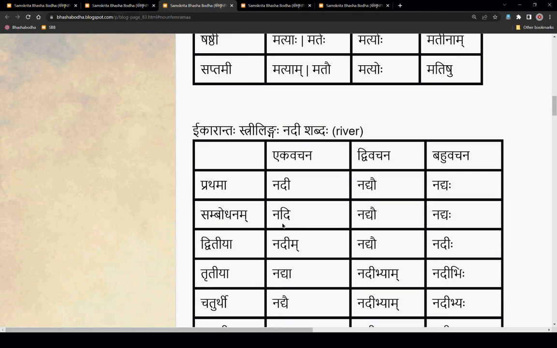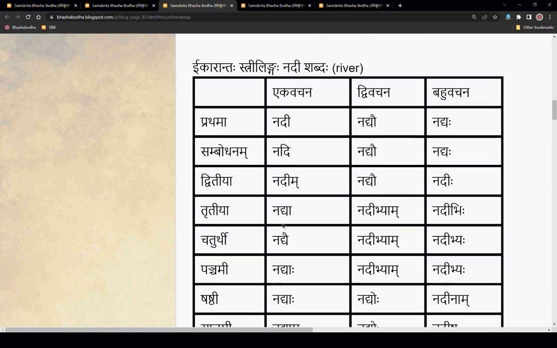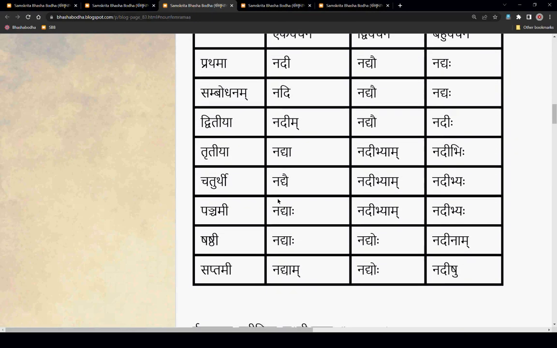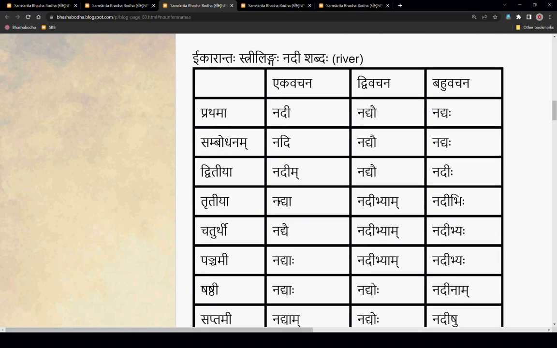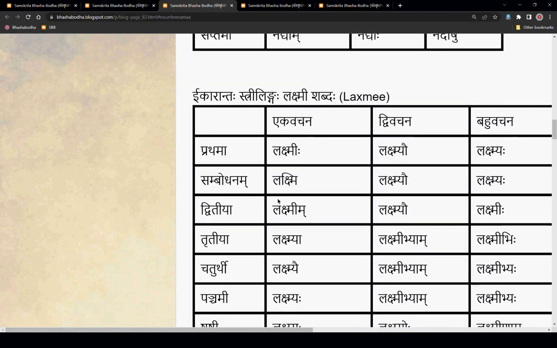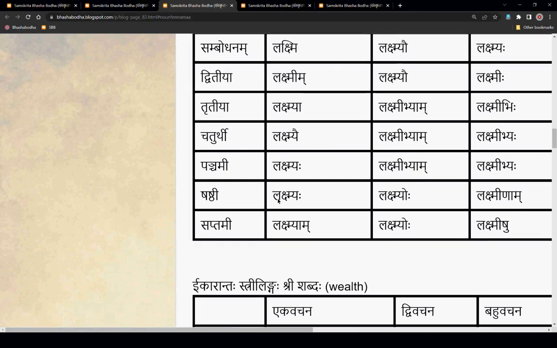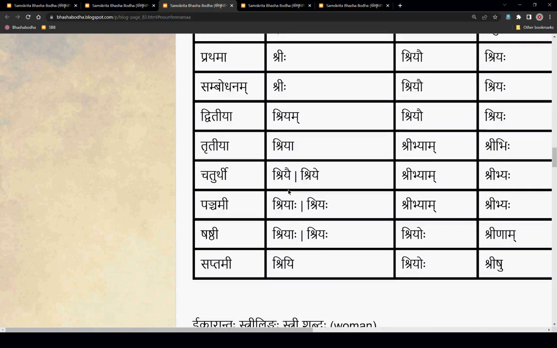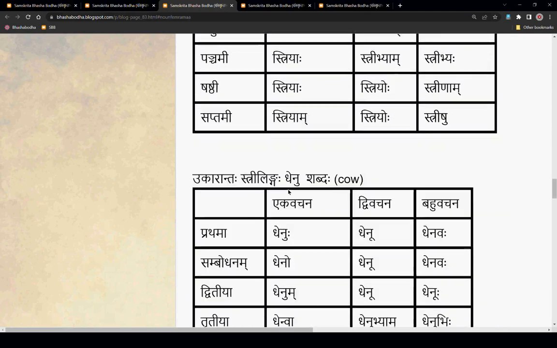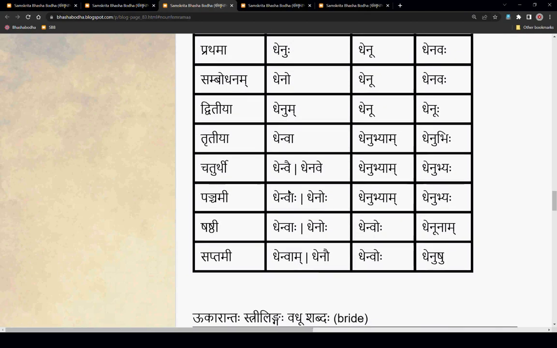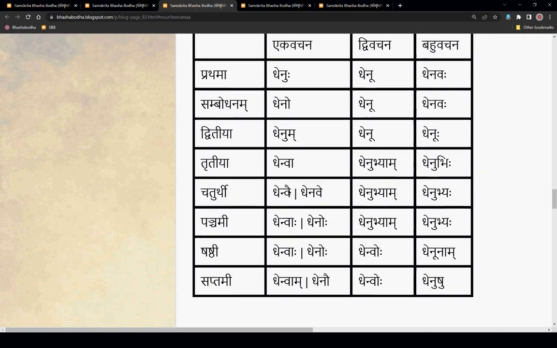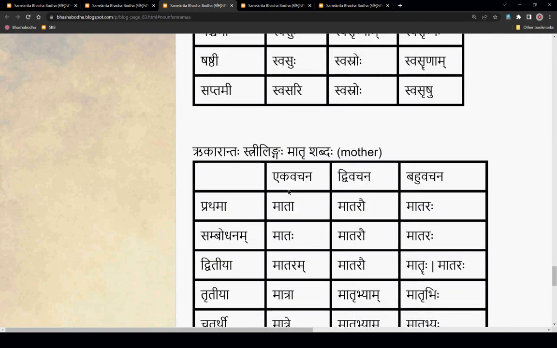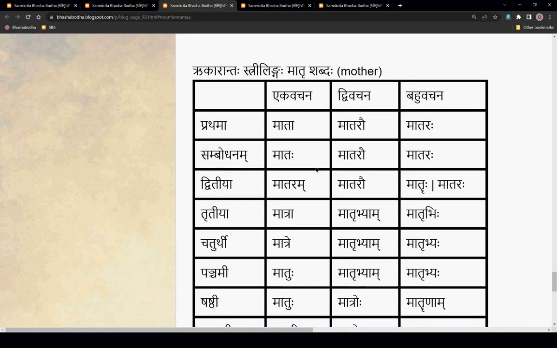Parvati, Bhagavati in the Sambodhanam. Hey Bhagavati, aham namami. Lakshmi is also similar. Shri is a little bit different, and Stri is there. Then comes Dhenu. Dhenu is like Guru. Dhenu, Guru, Madhu, Mata.